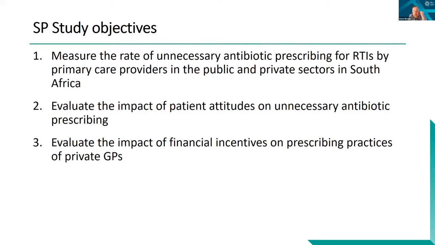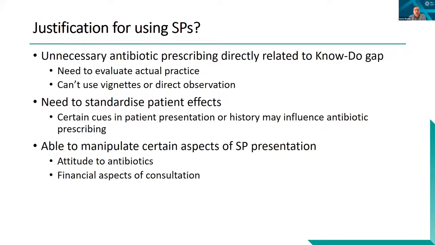The motivation for this work was that we have very high rates of antimicrobial resistance in South Africa, but most of the attention so far is focused on hospitals, so much less is known about what's happening in terms of antibiotic misuse in primary care. And in the literature, things like patient attitudes and expectations and financial incentives are some of the factors that are known to influence unnecessary antibiotic use. So why did we decide to use standardized patients in this study?